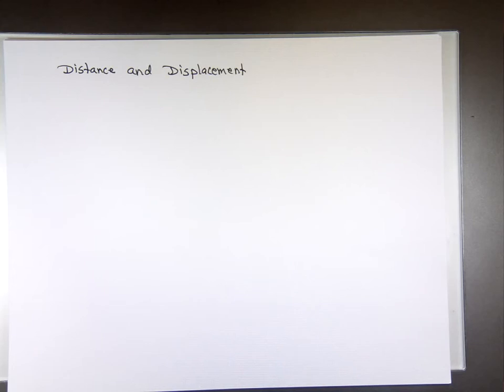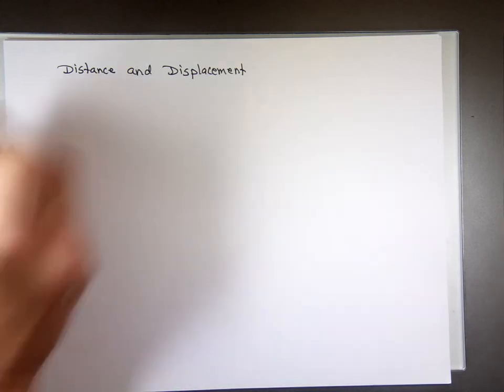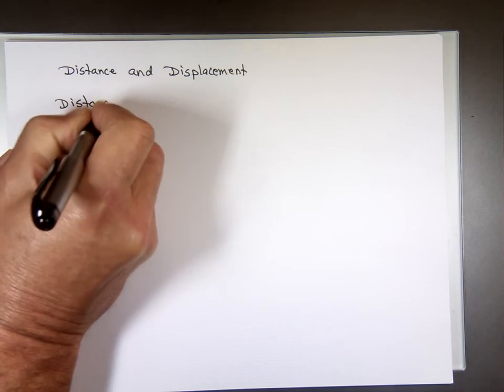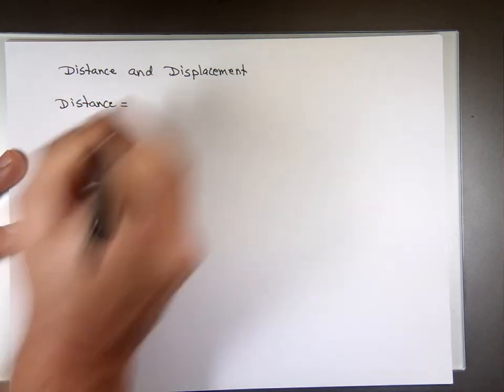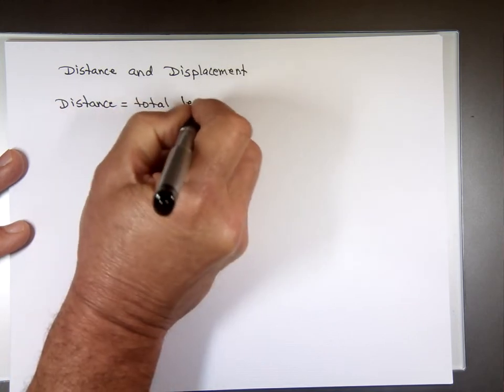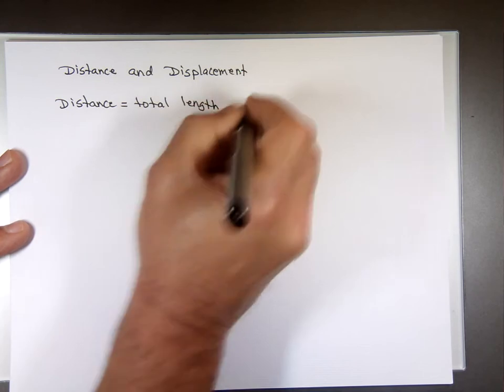Difference between distance and displacement. We'll define distance is equal to the total length of travel.